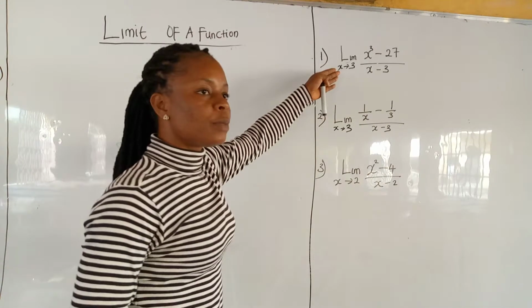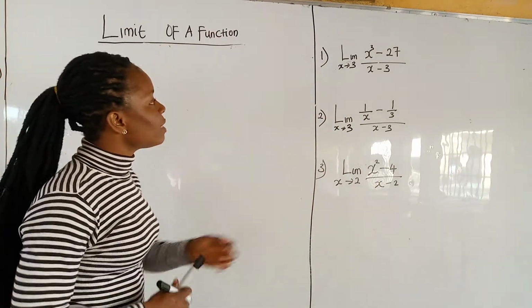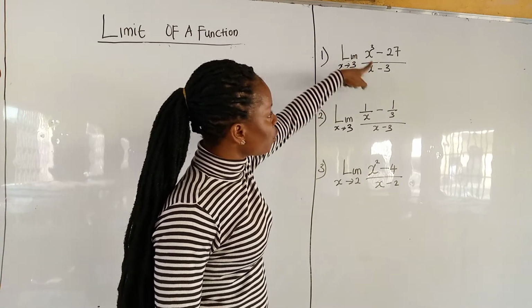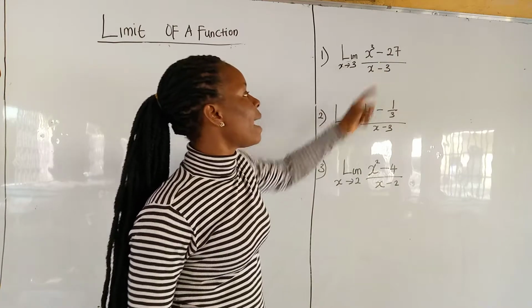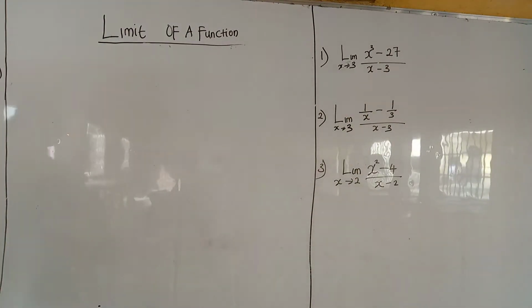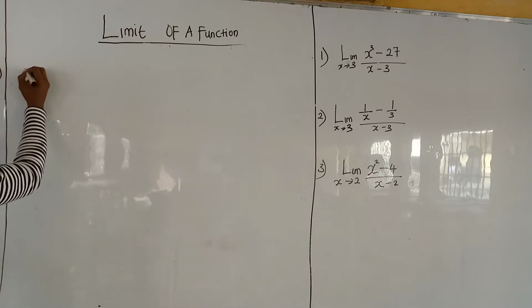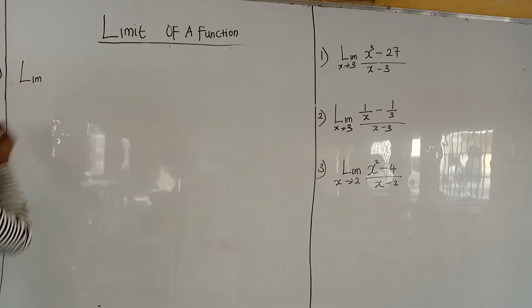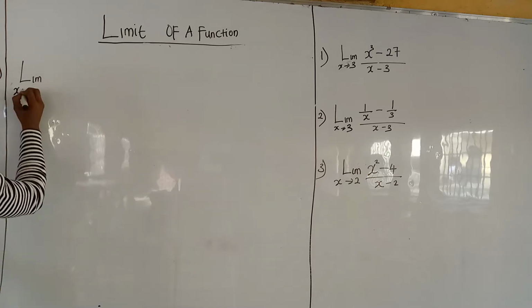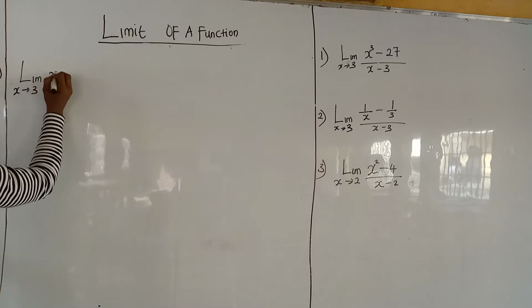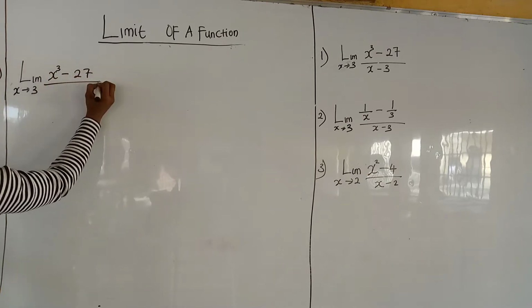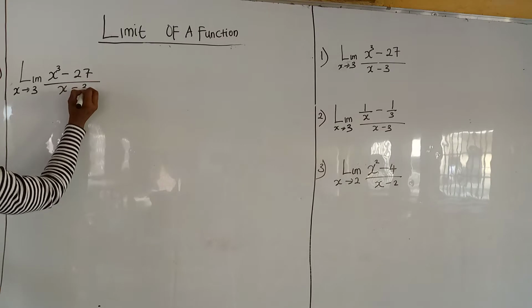How we are going to solve this problem. Number one: find the limit as x approaches 3 of x cubed minus 27 divided by x minus 3. So let's bring it to this other side board so we can solve very well. We are asked to find the limit as x approaches 3 of x cubed minus 27 divided by x minus 3.